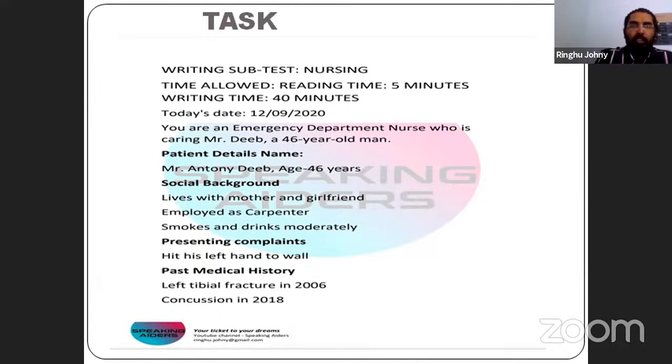So in this area, in this page, you can see the date is already there. The name of the patient is given, the age is given, patient's social background, what happened, why he came to the hospital or to the emergency department, and the past medical history. So all these things are explained in detail.